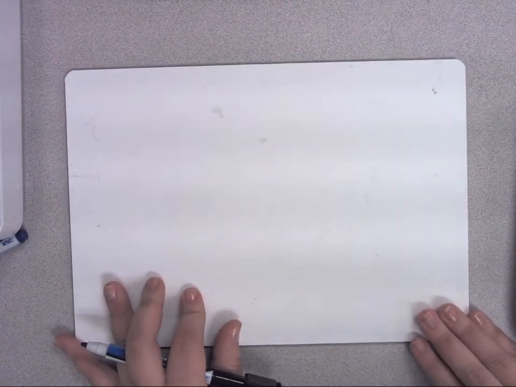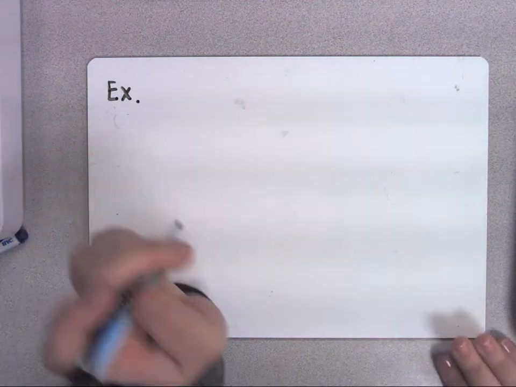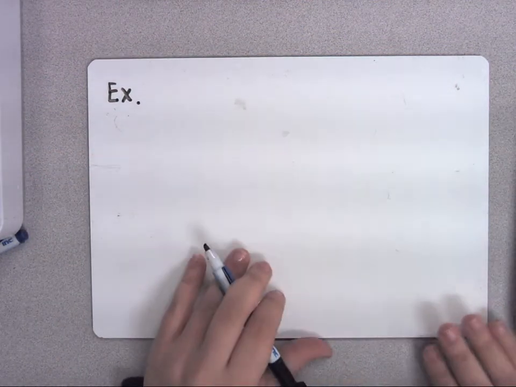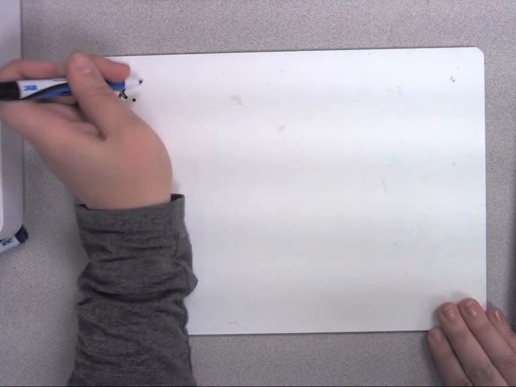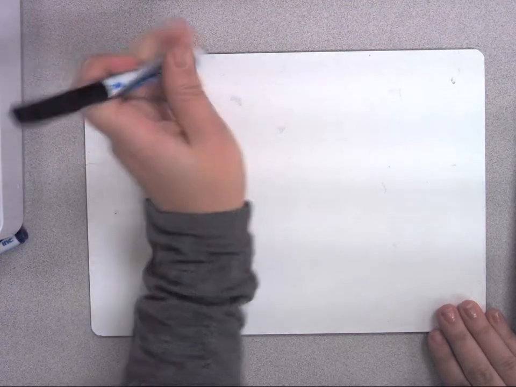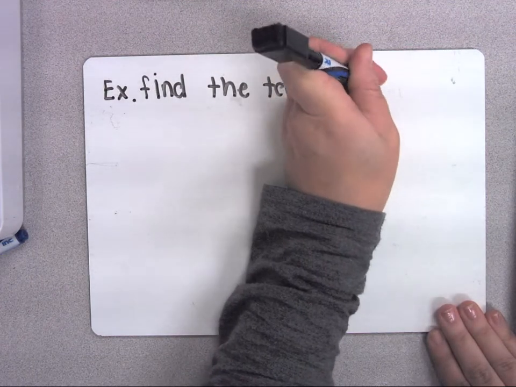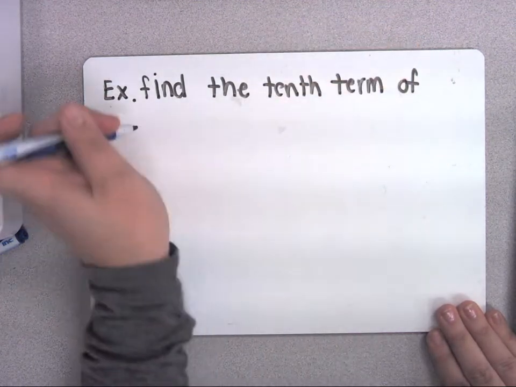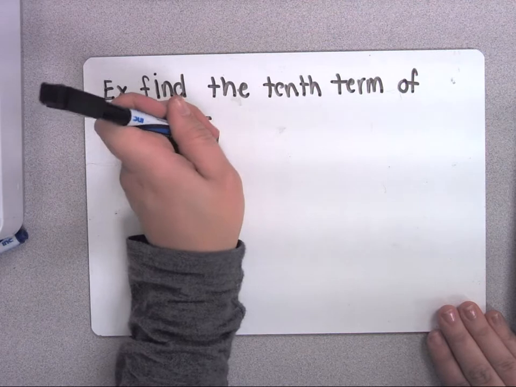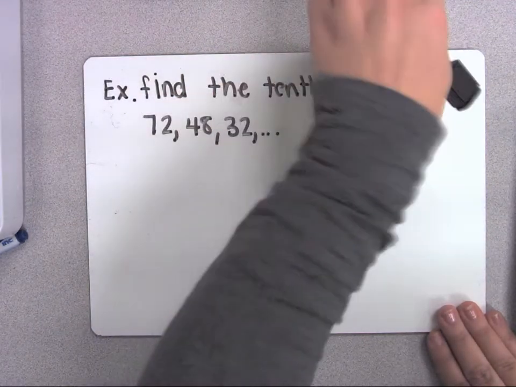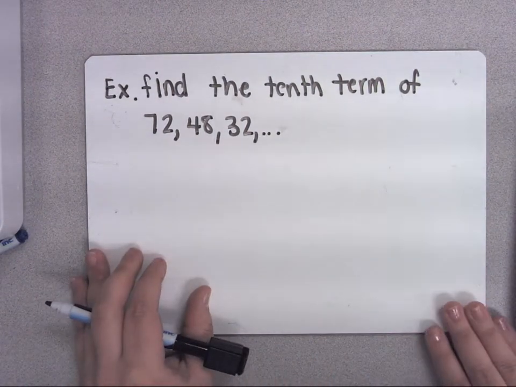Now, I could just give you information. Here's another example. I'm going to say, look at what your homework is. Find, I can't spell, but it's fine, the 10th term of, and then it just lists this: 72, 48, 32, dot dot dot. That's all it gives us.